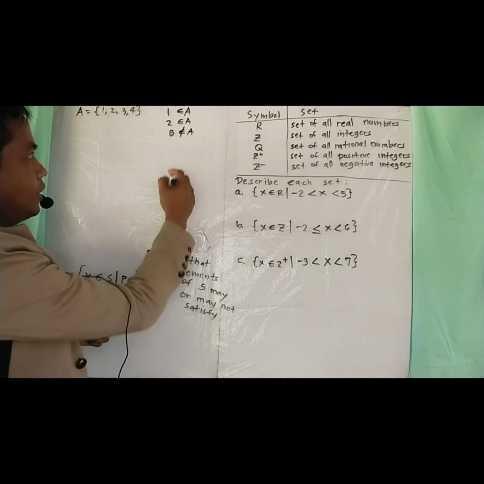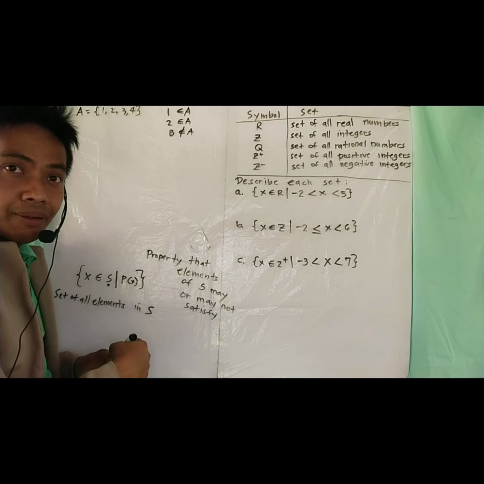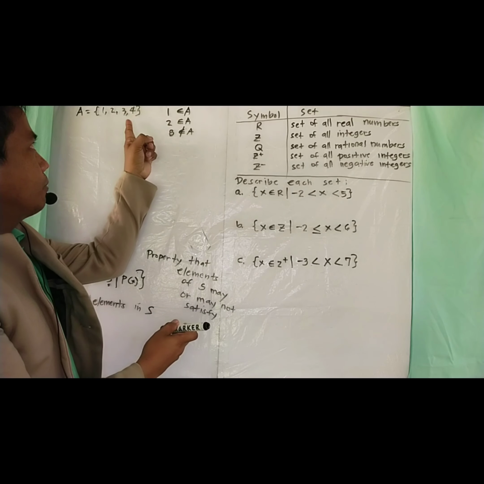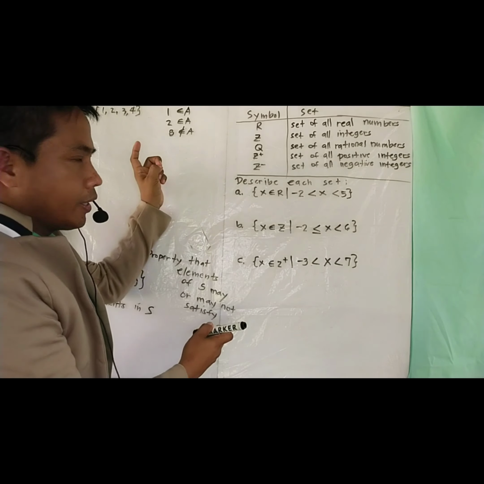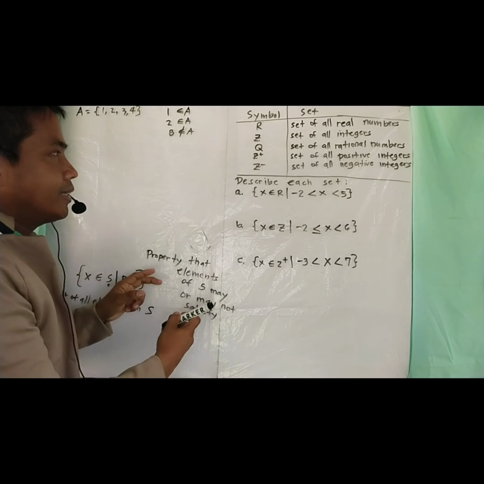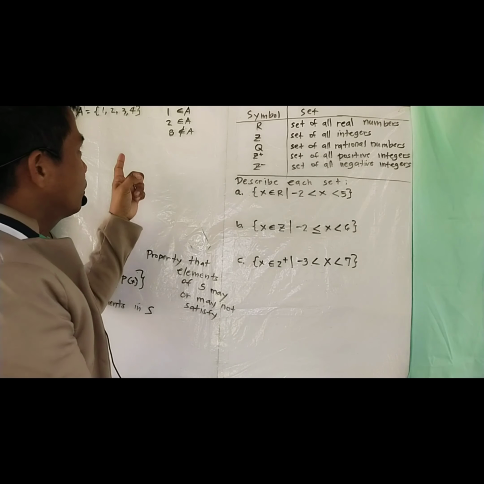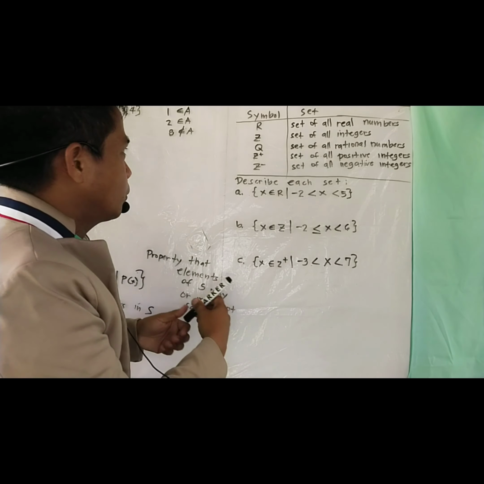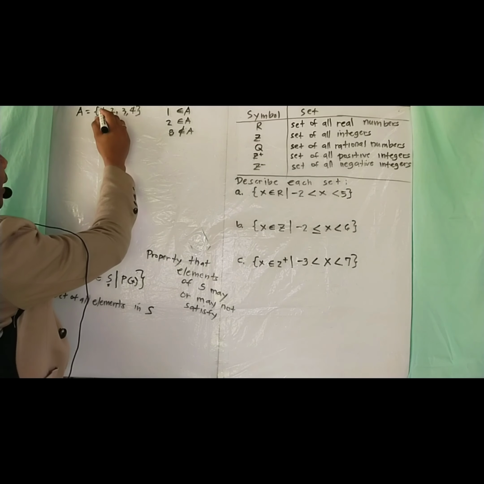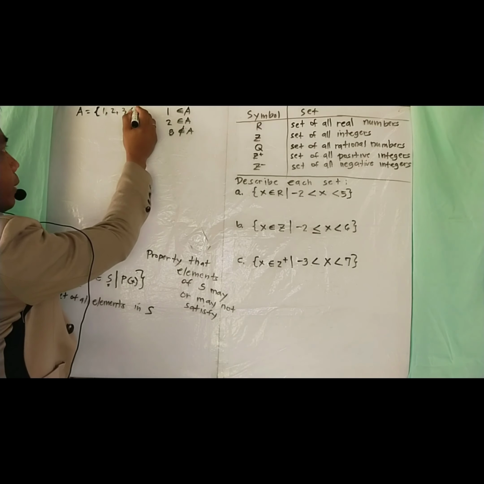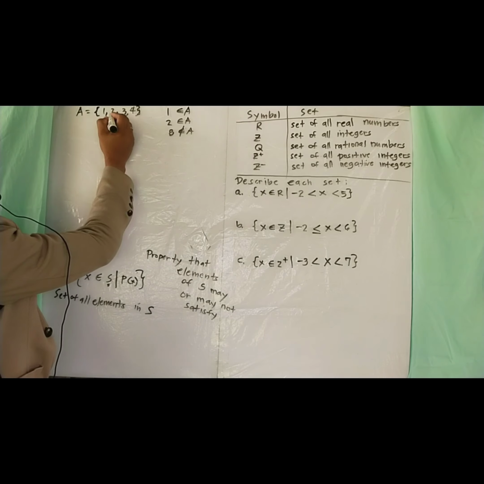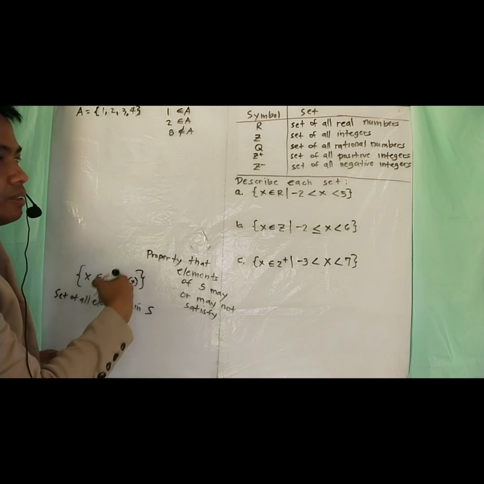We have to use the symbol for not an element or not a member. Take note, observe now how we write the set. The set is enclosed in braces. So the elements are enclosed between the two braces. Each element is separated by a comma.